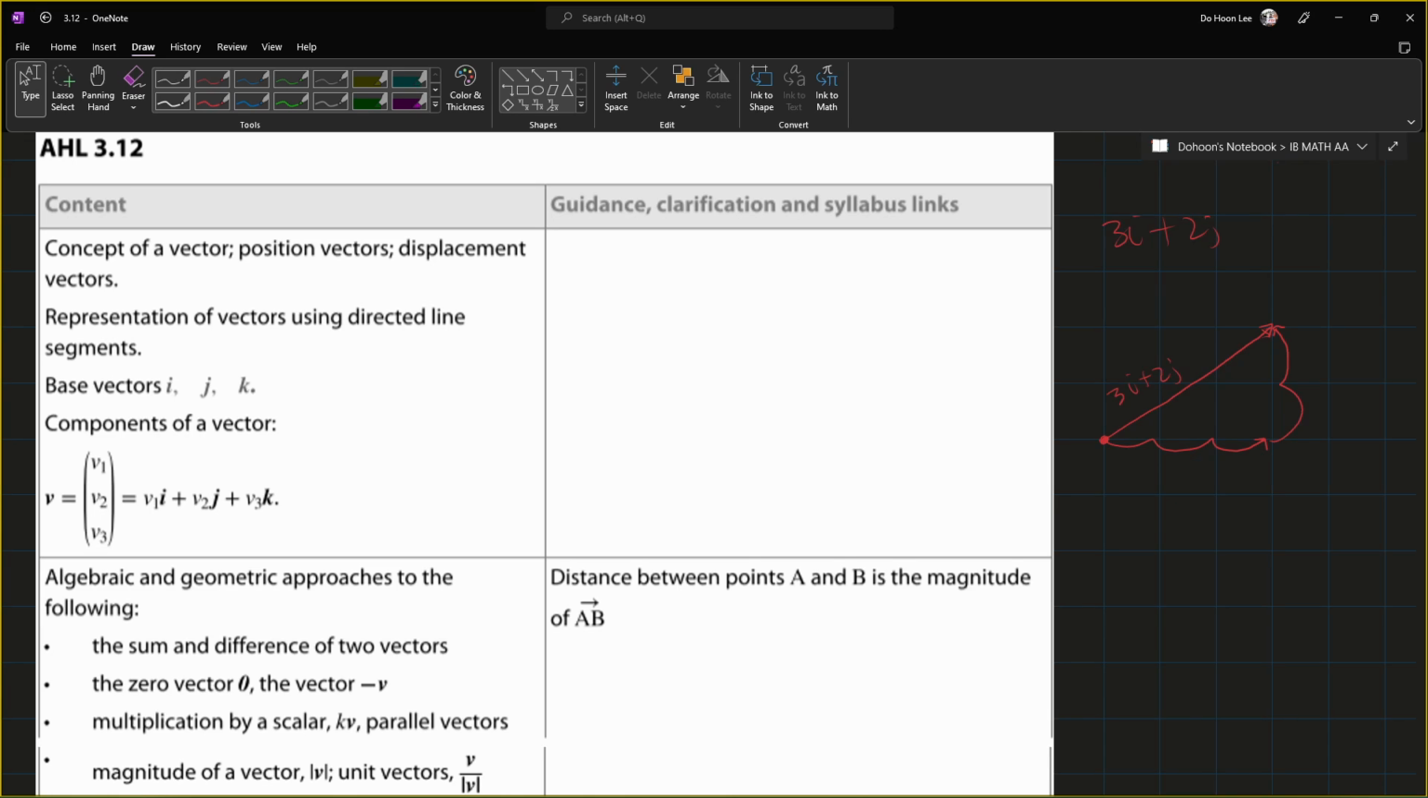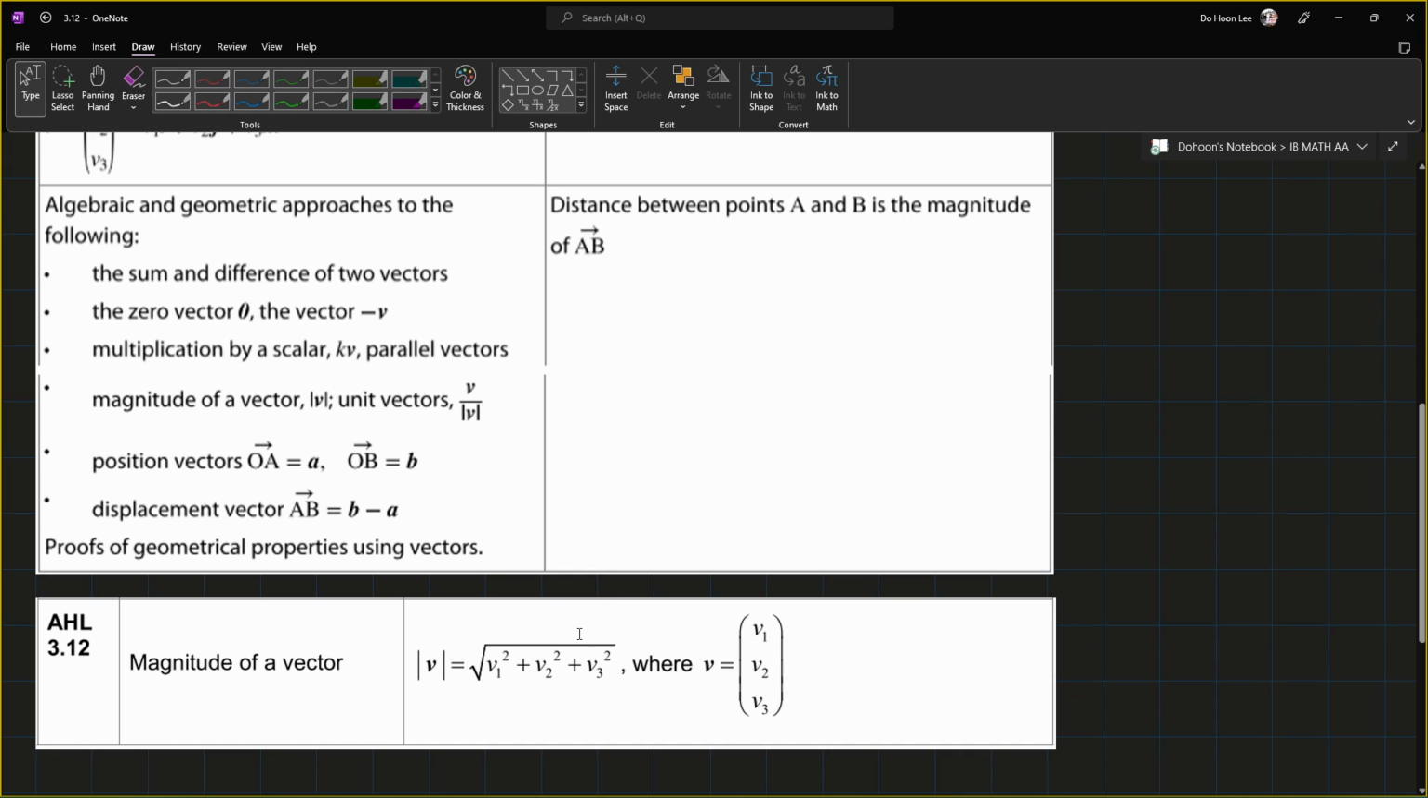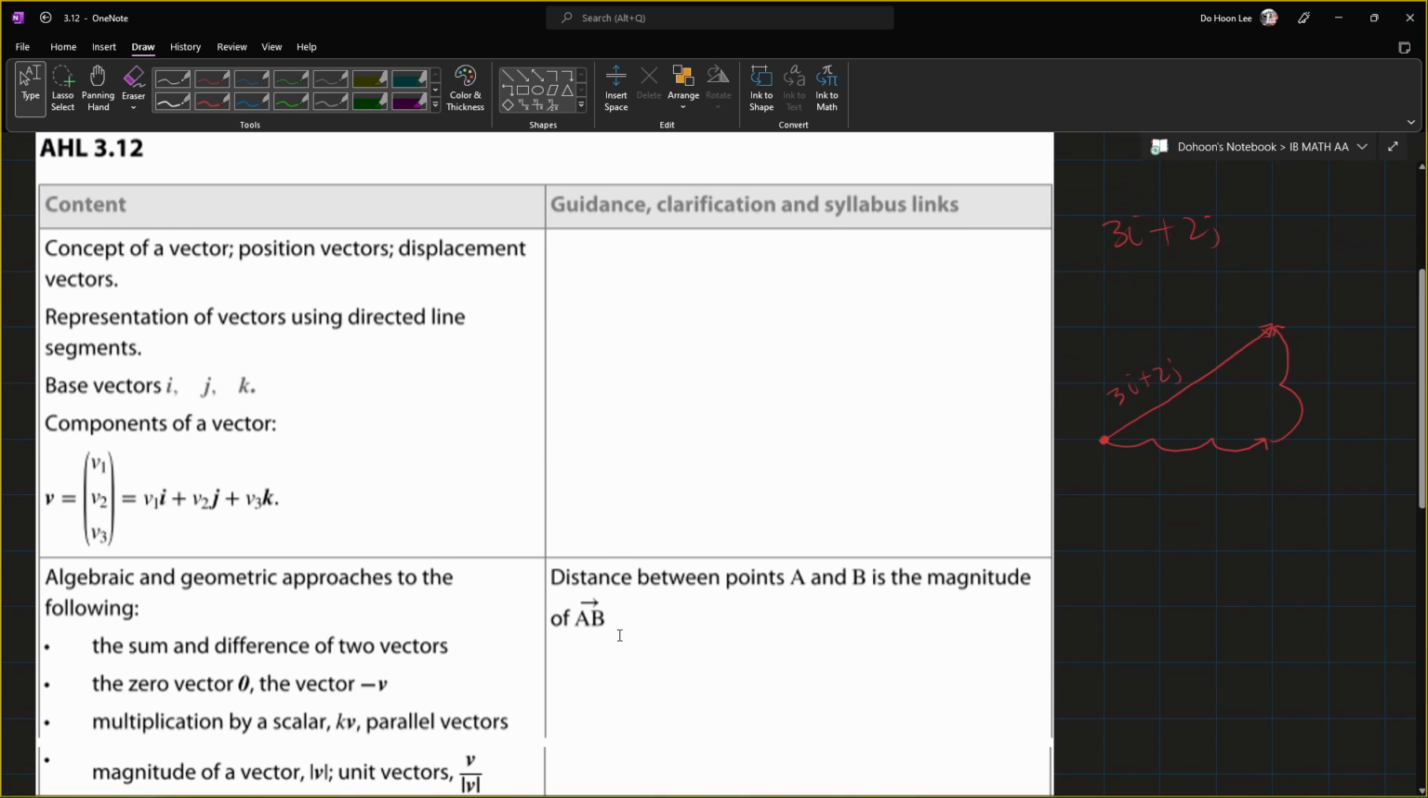You'll see here that obviously the magnitude of this vector can be found using our old-time favorite, the Pythagorean theorem. The formula can be found in the formula booklet as well, so make sure that you refer to it at all times. Alright, so let's find the magnitude of this vector. It'll be the square root of 3 squared plus 2 squared, 9 plus 4, so we get the square root of 13.